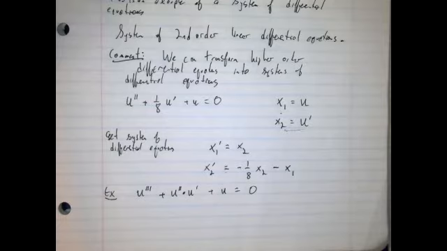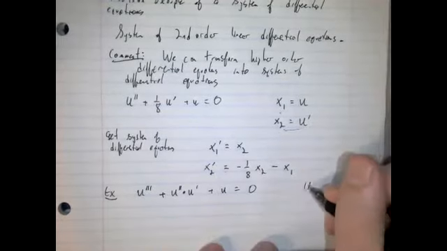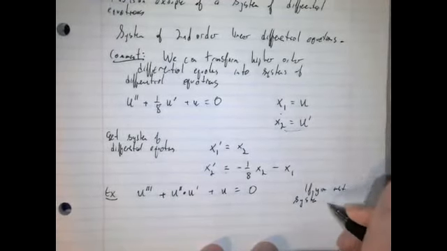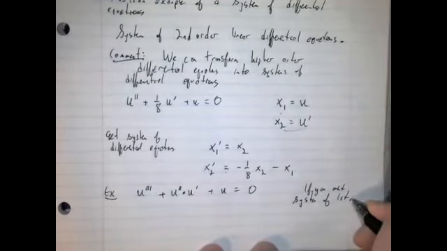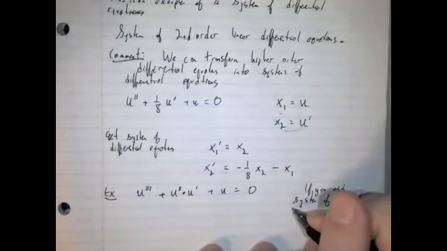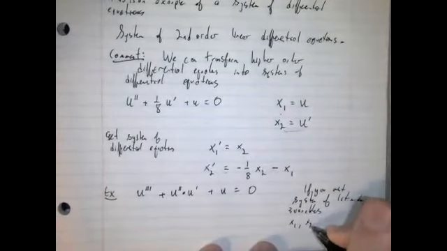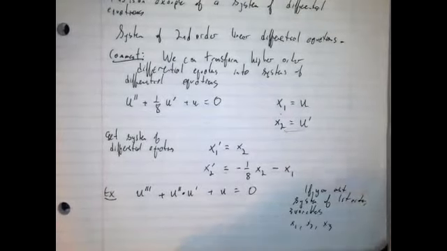Sorry, are we going to expect one or two or three equations because it's a third order differential equation? If you want a system of first order, then you'll need 3 variables, namely x1, x2, and x3. Okay, thank you. Yep.